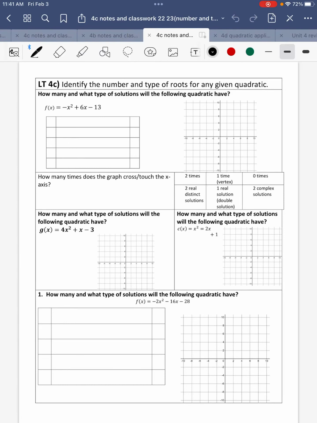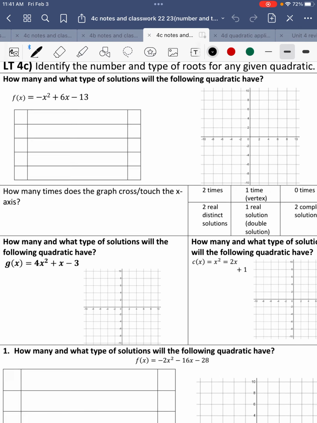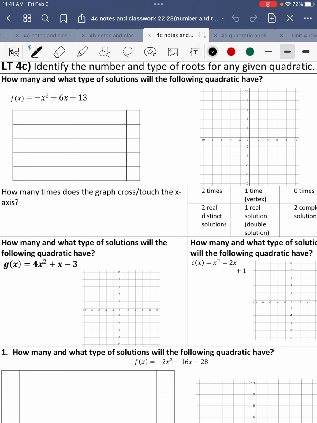Welcome to 4C, which is identifying the number and types of roots for any given quadratic. So let's get started with the first example here. We have to figure out what type of solutions we have. To do this, we need to have a graph, or this is the way I'm going to do it here. There's a way to do it by looking at the quadratic formula, but we're going to do it by graphing.